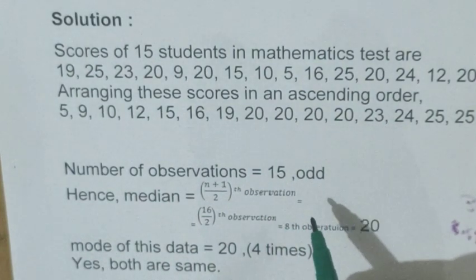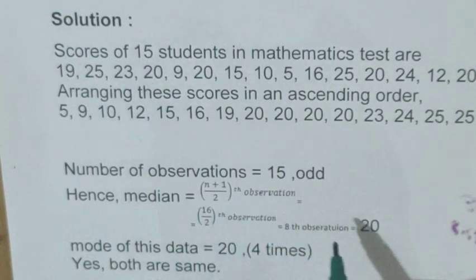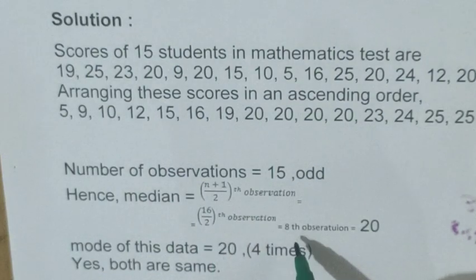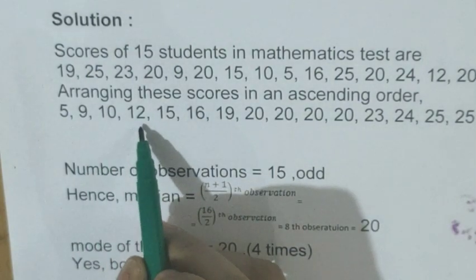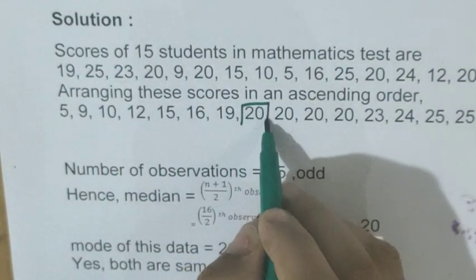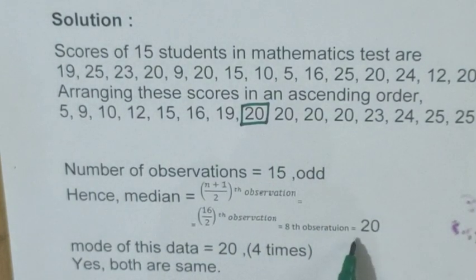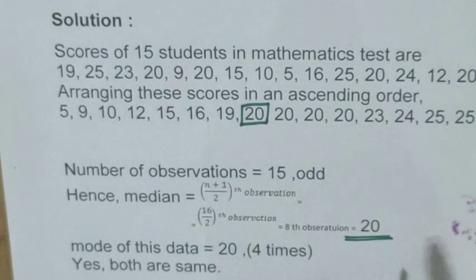It is odd. So if it is odd, what is the median formula? (N plus 1) by 2th observation. So 15 plus 1, that is 16 by 2, that means 8th observation. So now see, 1, 2, 3, 4, 5, 6, 7, 8. The 8th observation is 20. So we got the median, and we should underline it. So median equals 20.